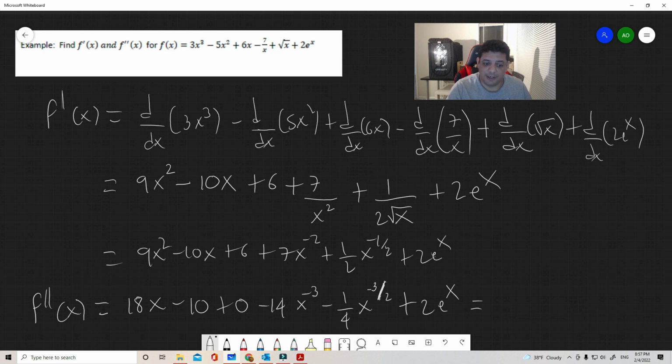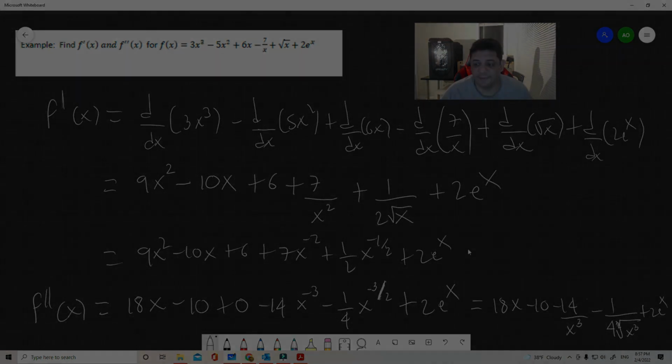So we can simplify. We obtain 18x minus 10 minus 14 over x cubed, minus 1 over 4, and then the square root of x cubed over here, plus 2e to the x. Okay, and so that'll be my high order derivative in this case.